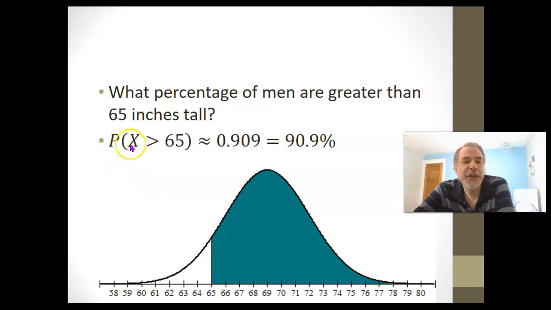So the probability of X being greater than 65, or the proportion of men whose height is greater than 65, corresponds to the area of this shaded region, the part of the graph that's to the right of the 65-inch mark. And that is 90.9% of the whole thing.